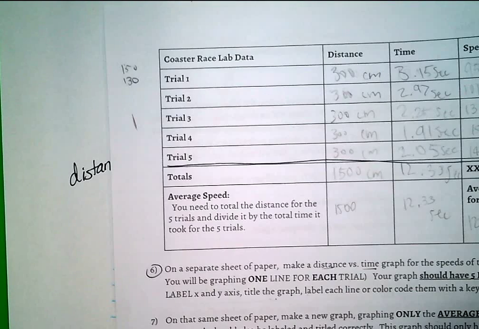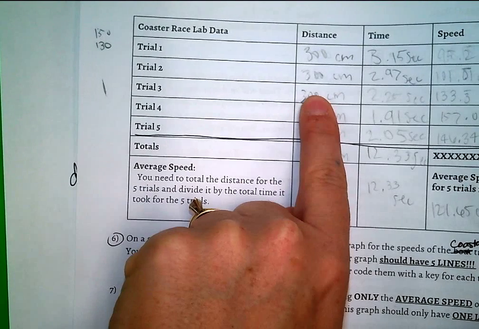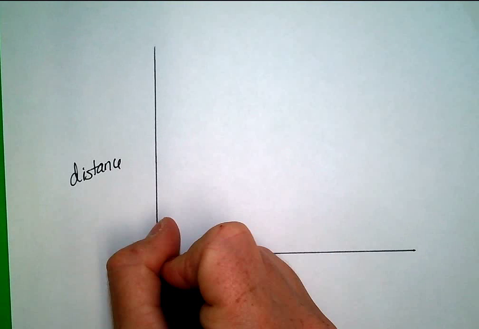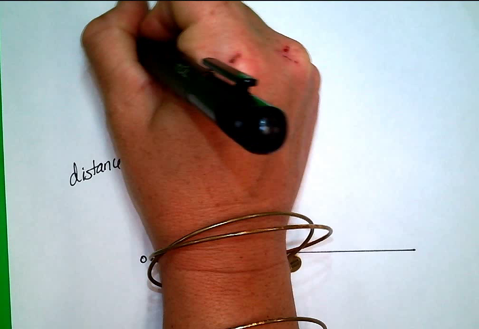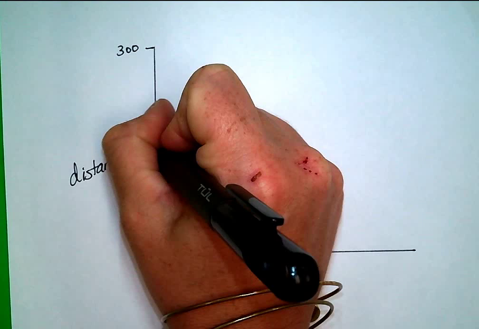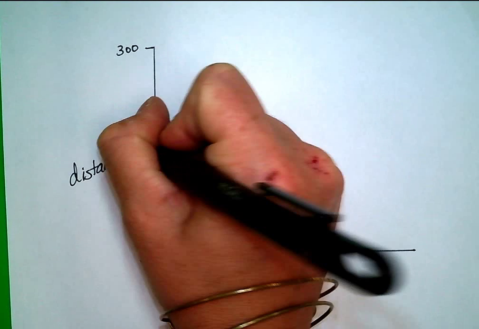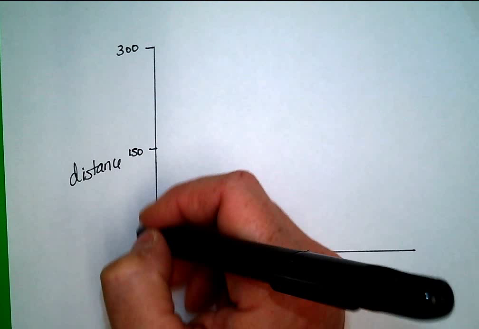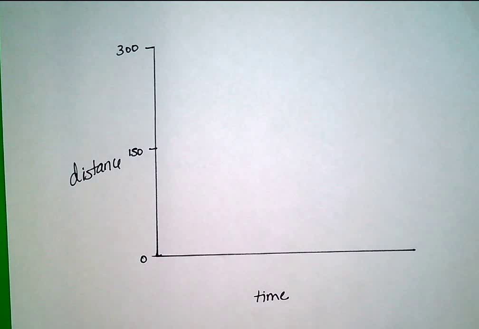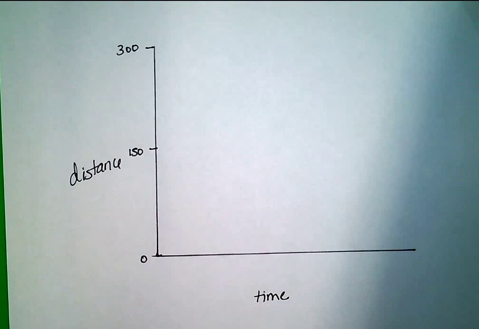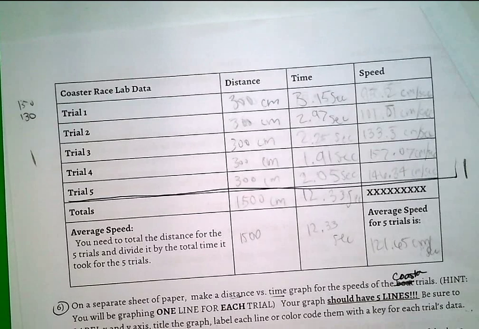Alright, so I need to look at getting my scale. I know that my distance needs to go up to 300, so I'm going to start at 0 and end at 300. I'm going to put 150 right here in the middle. That's fine for our purposes, because all of our boats went these 300 centimeters.